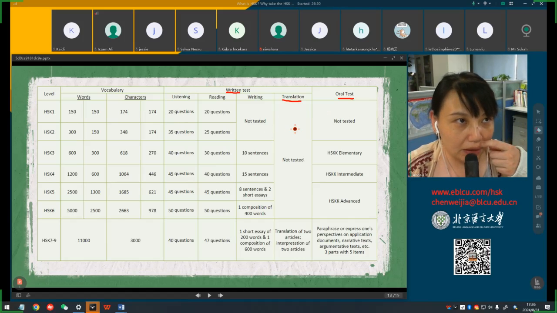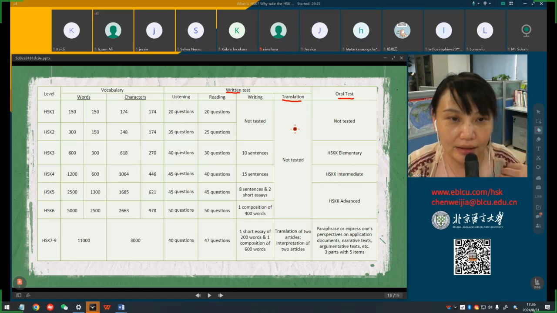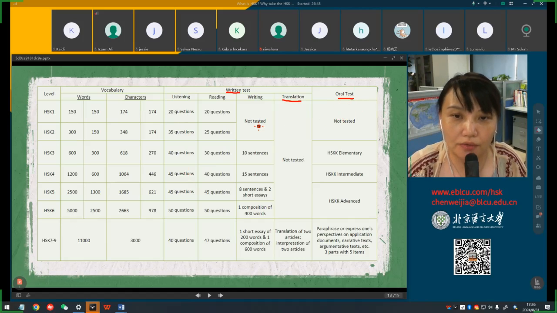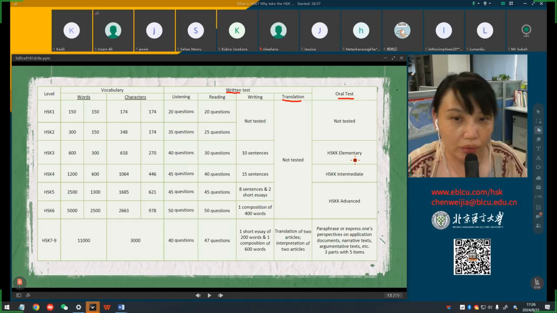I think starting from this year or late last year, the oral test is added to the written test. Before, it was only the written test for HSK 1 to 6. The oral test was not a must. But right now, if you apply for the HSK test from HSK 3 to HSK 6, you must also register for the oral test. Usually it is on the same day, like in the morning you do a written test, in the afternoon you do the oral test. Something like that, depending on the test centers.